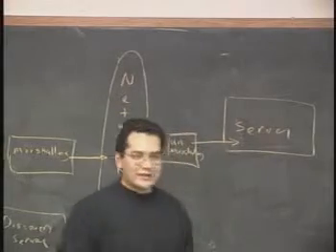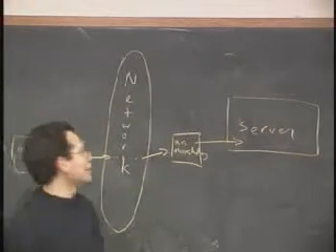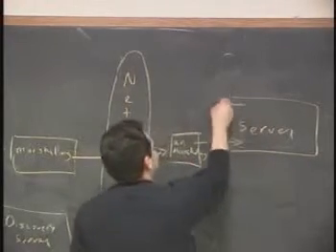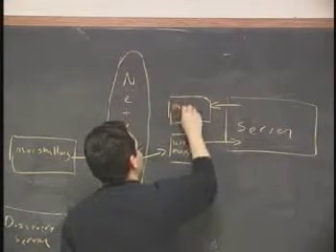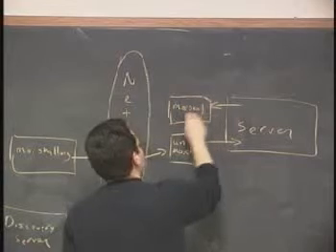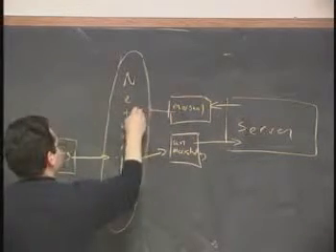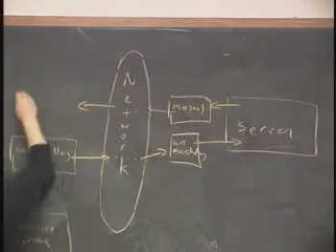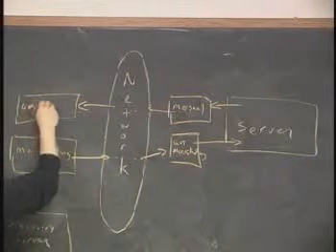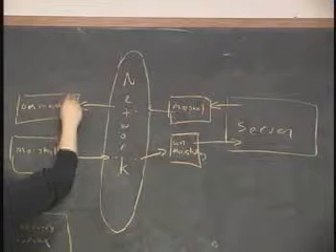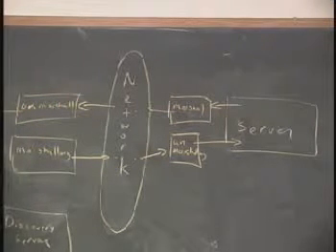The server then gets this request, processes it, and then on the return trip you have the same type of thing. You have your marshaling, through the network, unmarshaling, and then a return.